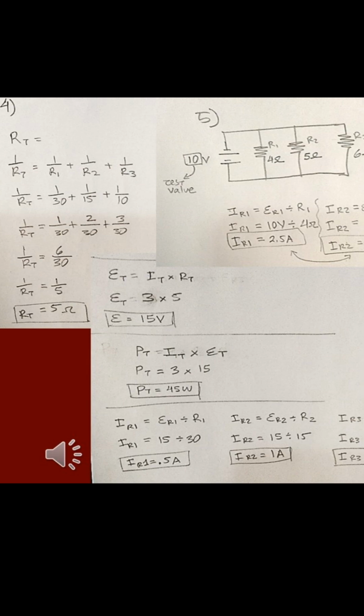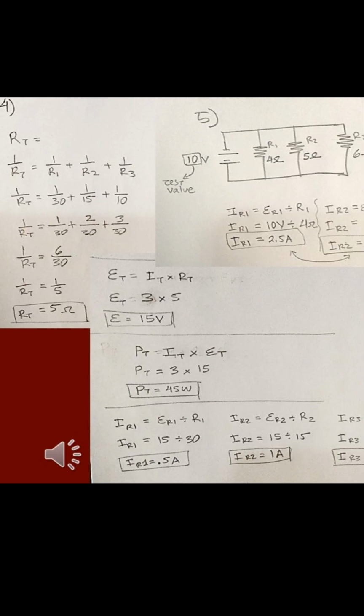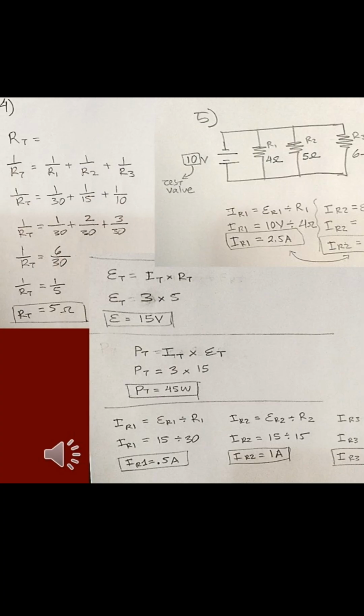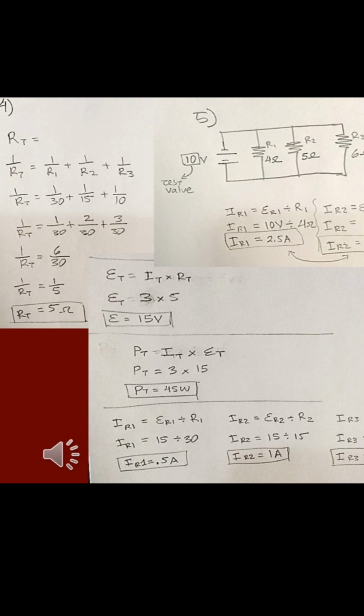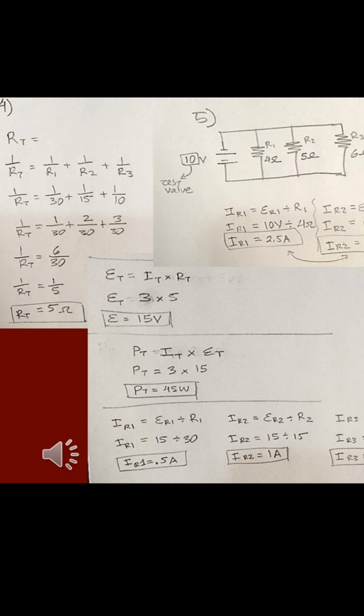To find our total voltage, we simply use Ohm's law, which is voltage equals current times resistance. In this case, voltage total equals current total times resistance total. We know our resistance total, we just got that, 5 ohms. We know our current total, we're given that in the problem, 3 amps. So we multiply 3 amps times 5 ohms, which gives us our voltage total, 15 volts.